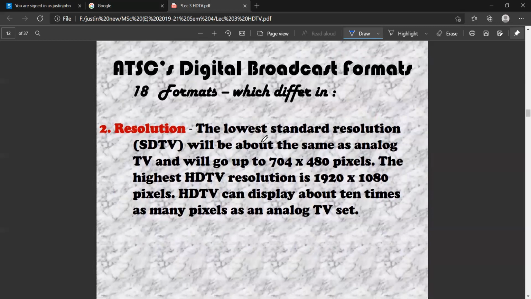Now, the second thing on which the digital television differs is the resolution. The lowest standard resolution of a digital television is equal to the highest standard resolution of an analog TV. The lowest resolution is 704 by 480 pixels. This is the highest standard that can be provided by an analog TV. And the highest resolution, of course, will be that of high definition television, and the resolution is 1920 by 1080 pixels. This is the highest resolution that is possible in the case of high definition television, which means HDTV can display about 10 times as many pixels, meaning the visual content will have that much more richness than in the case of an analog television.